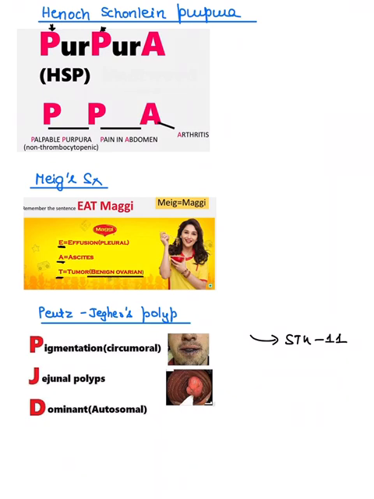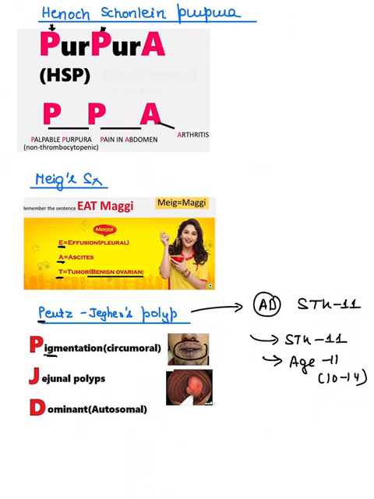Now coming on to the next one, that is Peutz-Jeghers polyp. So Peutz-Jeghers polyp is an autosomal dominant condition, and it is caused due to a defect in the STK11 gene. The most common age of presentation is around 11 years, that is almost 10 to 14 years. Children are the most commonly affected. So how can you remember it? P is for pigmentation, so mucosal pigmentation you can see guys. J stands for polyps in the jejunum, and D is for dominant.